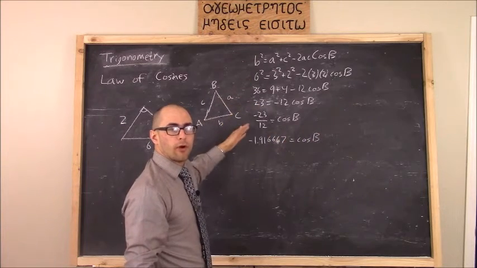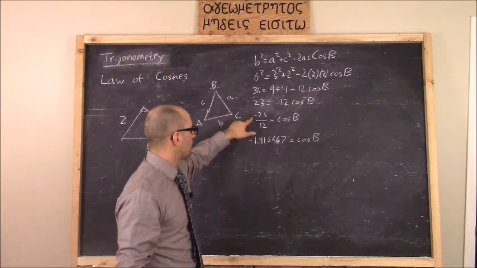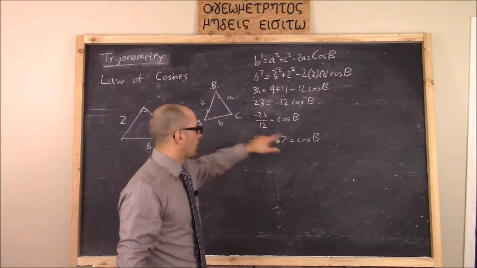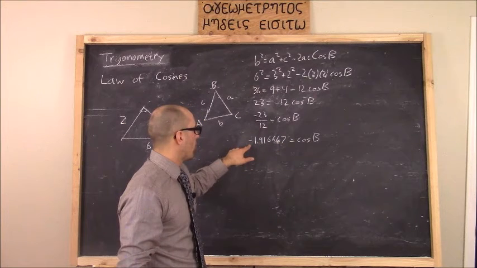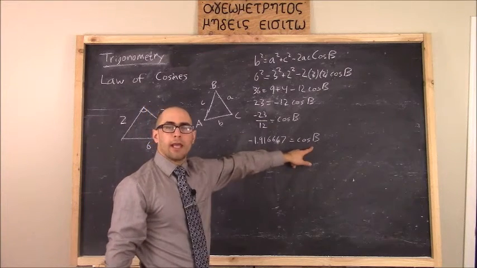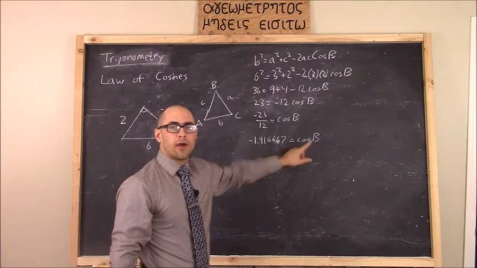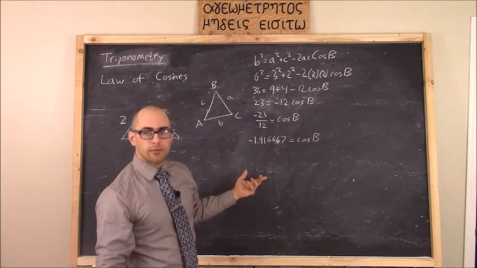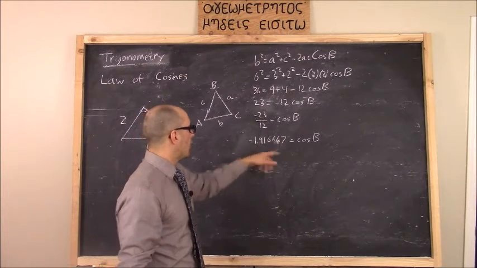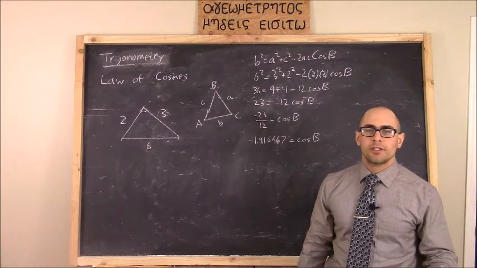So following through the work, I come to the point that cosine B is equal to negative 23 over 12. Or, written as a decimal, cosine B is equal to negative 1.91666666, repeating. How do we find angle B? Well, we take the inverse cosine of both sides. Go ahead, plug this into your calculator, see what it spits out. Take the inverse cosine of negative 1.91666666. You should have gotten an error message.